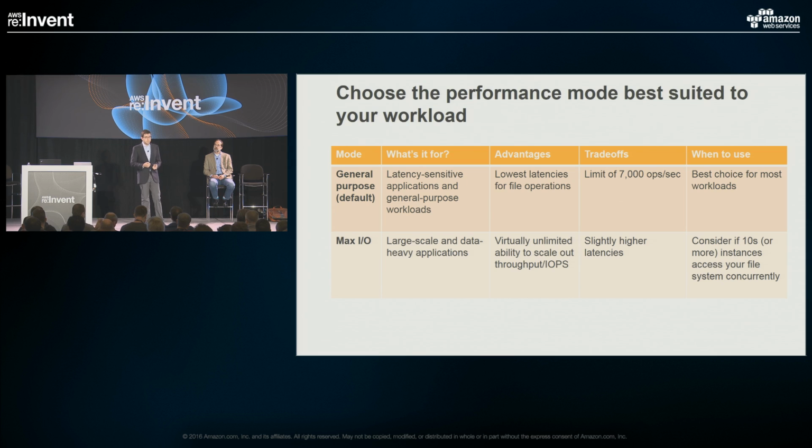In terms of which workloads make sense for which performance mode, general purpose mode is the best choice for most workloads. That's why we call it general purpose, and that's why it's the default. But if you need high aggregate levels of IOPS or high aggregate levels of throughput, and typically that's if you have a workload, for example, where you'll have tens or more instances accessing a file system and driving lots of traffic to it, then you should consider max IO mode.